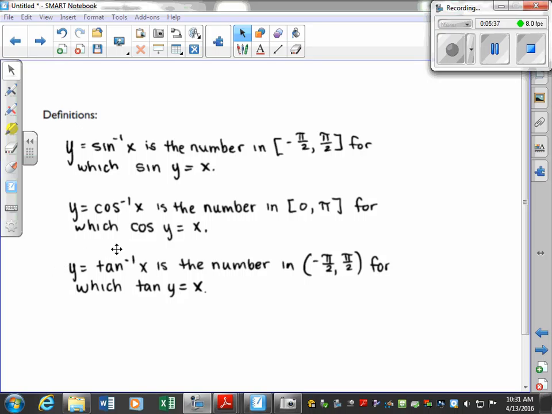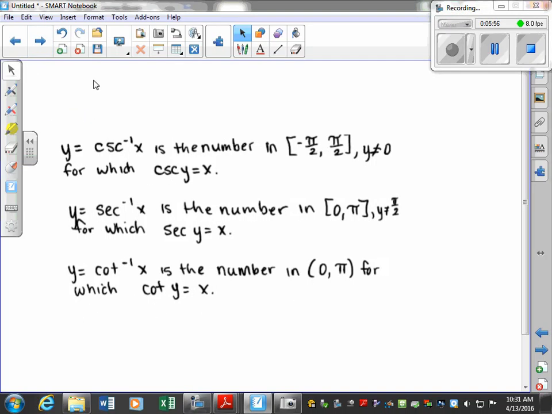So y equals tan inverse is the number in negative pi halves to pi halves. Remember, this is the right side, but we said the difference with tangent is that it's going to be a parenthesis instead of a bracket. And you can see why if you take a few minutes and look back at the graphs of those.